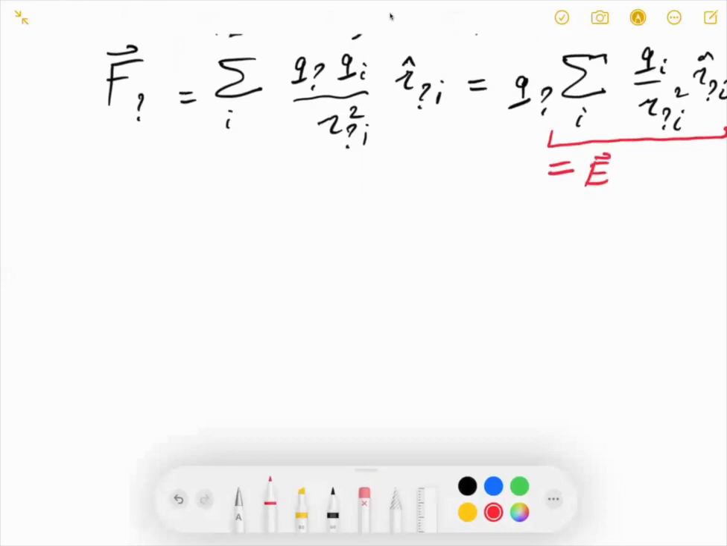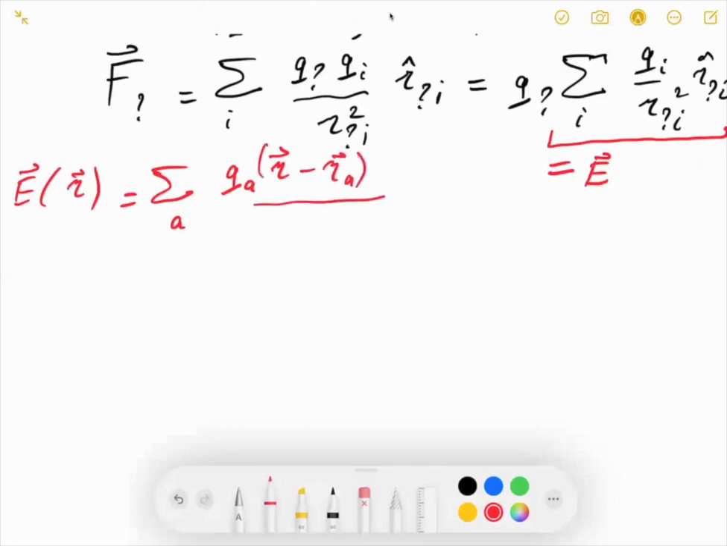So let's write that down. Then that means the electric field is the sum over all charges. The charge is QA. The distance to that QA, actually, let me write this explicitly as an electric field. It's evaluated at some position R. And now we need to divide by the length cubed.